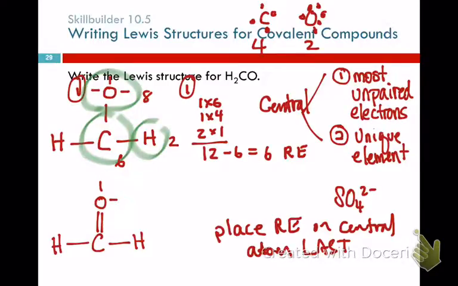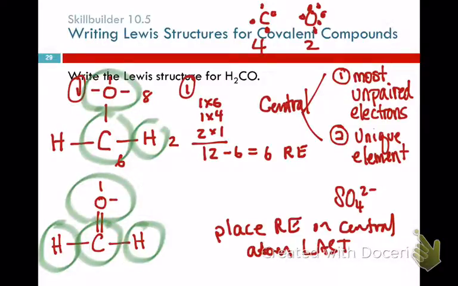And then when you check for octets, well, the hydrogens are good. All the hydrogens need in life is a bond. And once they have a bond, they're happy, okay? That has 8. And that has 8. So this Lewis structure is done. Okay?